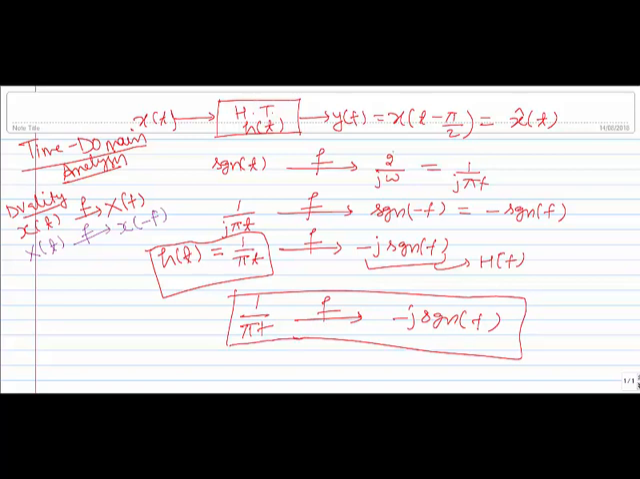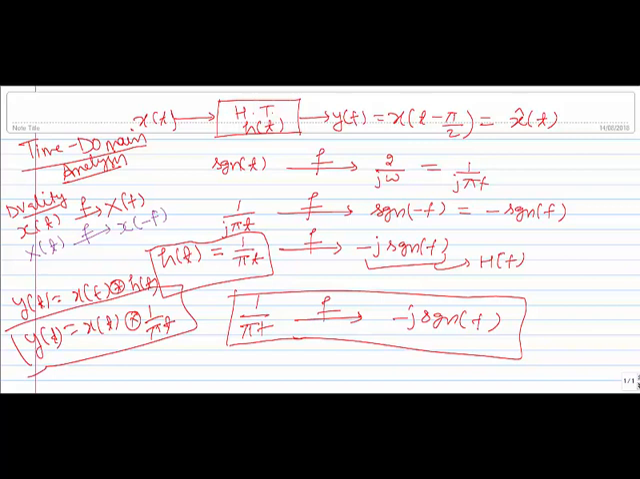So also we can say that the output y(t) is equal to x(t) convolved with h(t). It means x(t) will be convolved with 1 upon pi t. Now let us see some of the properties of Hilbert transform.